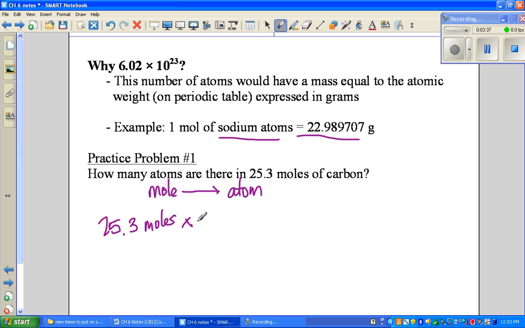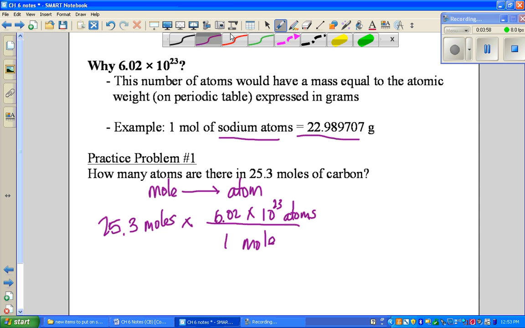And I know that there is 6.02 times 10 to the 23rd atoms in 1 mole. So when I take a look at this, how did I know to put atoms on top? Well, I knew I wanted to cancel out these moles. So if I grab a different pen color here, you can see that the moles are going to cancel out. That's on top, this is on bottom, so I'm left with atoms.